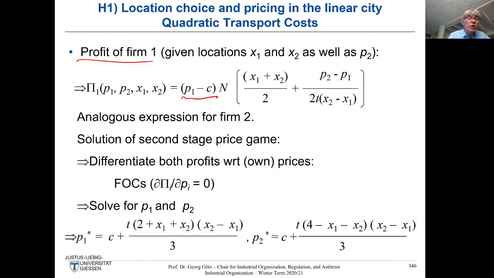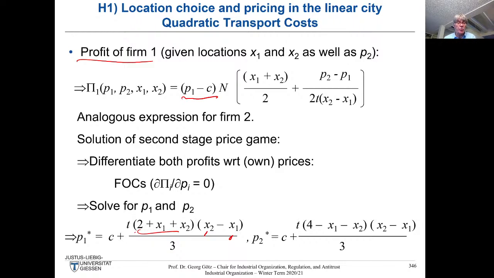Okay, now what are these prices here? Again, let's start with a check of what happens compared to the case we looked into up there with the locations of 0 and 1 and the linear transport cost. You see, if x2 is 1 and x1 is 0, this would be 1. This would be here 3. So it would be c plus t times 3 over 3. It would be c plus t. Okay, so exactly the same result.